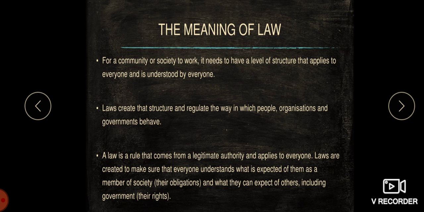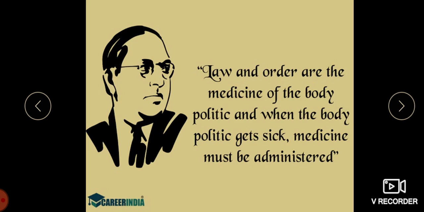Laws prepare the structure and regulate the way in which people organize and the government behaves. A law is a rule that comes from a legitimate authority and applies to everyone. They are created to make sure that everyone understands what is expected of them as a member of society and what they can expect of others, including the government.